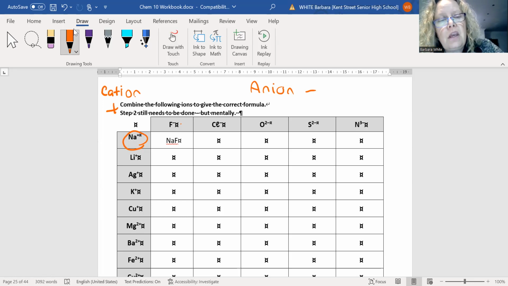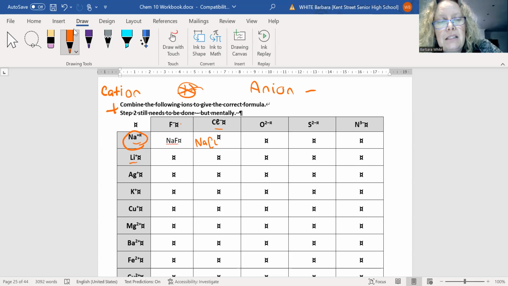So sodium over here has got a charge of +1, and fluorine has a charge of -1. And when you get a plus and a minus together, they neutralize each other, so there's no charge. So the formula for the compound is NaF, sodium fluoride. When a sodium ion and a chloride ion come together, you've got sodium with a charge of +1 and chloride with a charge of -1. You just write each of those ions next to each other, and that's the name of the salt.